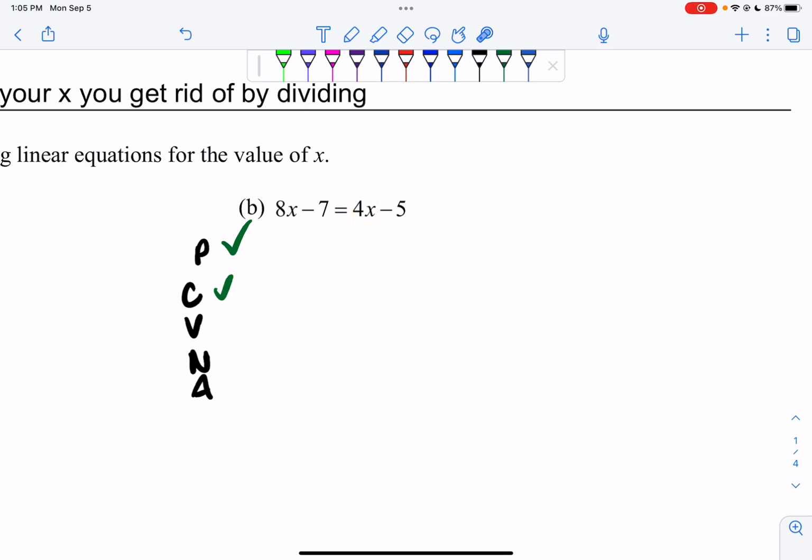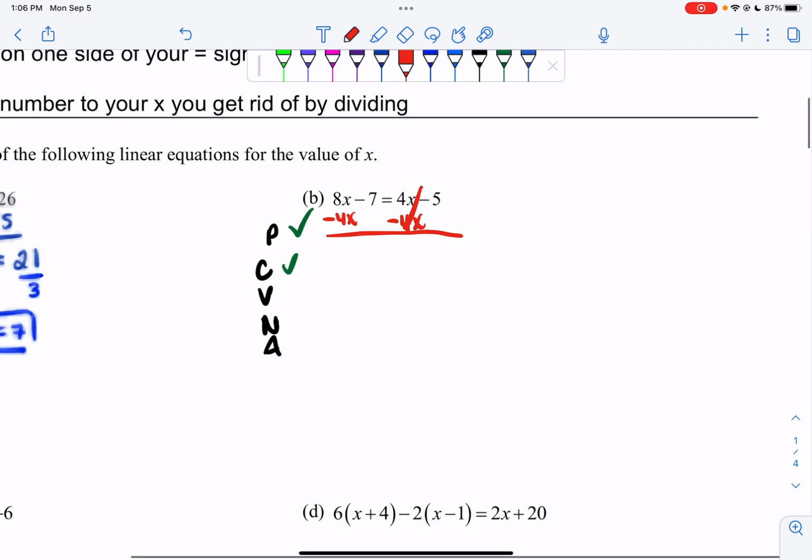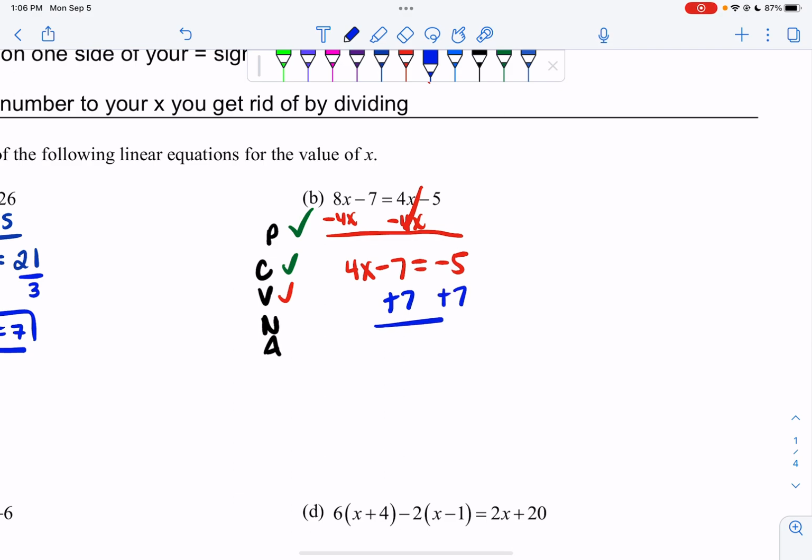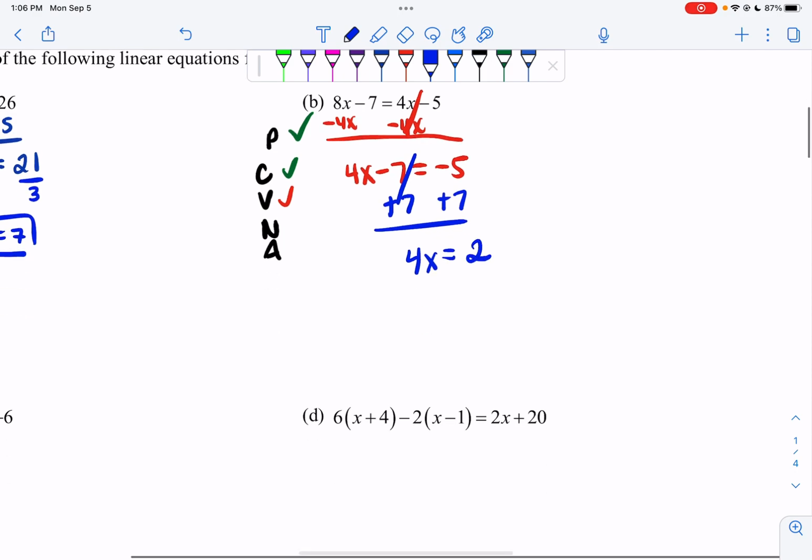And if I look, my 4x is positive, so I have to ask myself, how do I get rid of a plus 4x? I'm going to subtract 4x. So subtract 4x, subtract 4x. 8x minus 4x is 4x, and that's equal to negative 5. So I have 4x minus 7 equals negative 5. Now I have to ask myself, how do I get those numbers on the right-hand side? So I'm going to add 7 to both sides of my equation, and I get 4x equals negative 5 plus 7 is a positive 2.